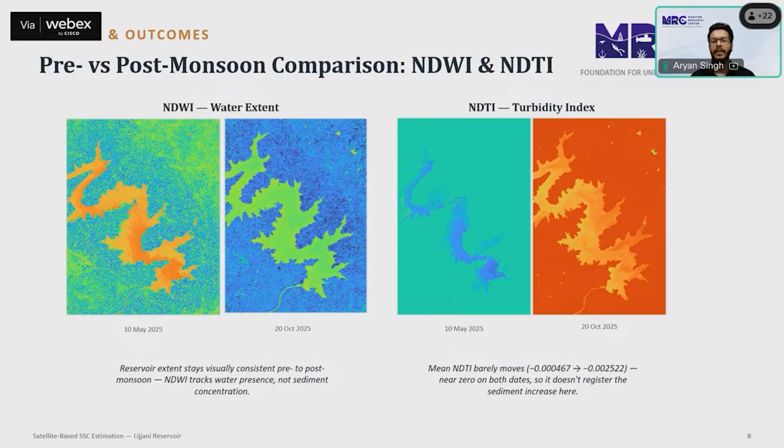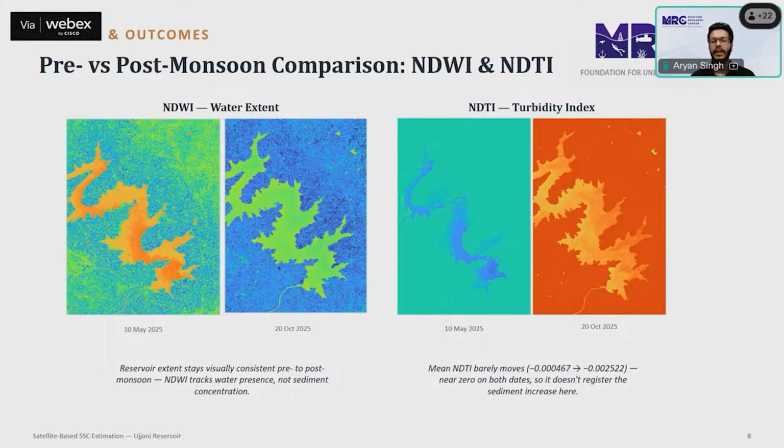This slide basically compares the 10th May image to the 20th October image, which is the pre and the post monsoon, side by side. So firstly, NDWI: the water mass looks visually the same before and after the monsoon. That is expected because NDWI basically tracks the presence of water and not the concentration. So NDWI was used basically to mask the water from the land.